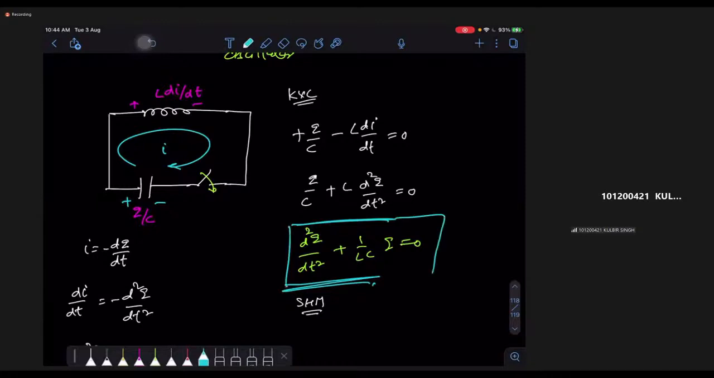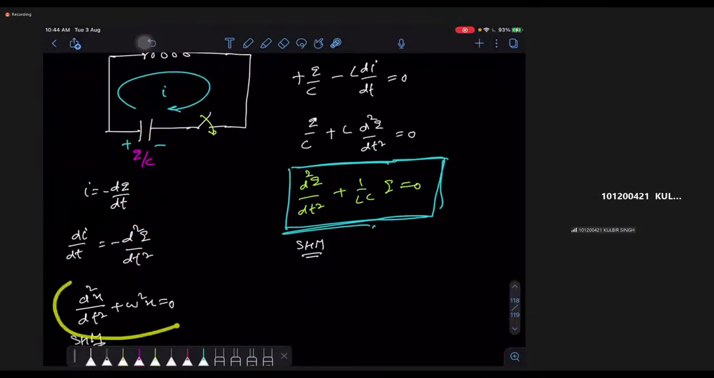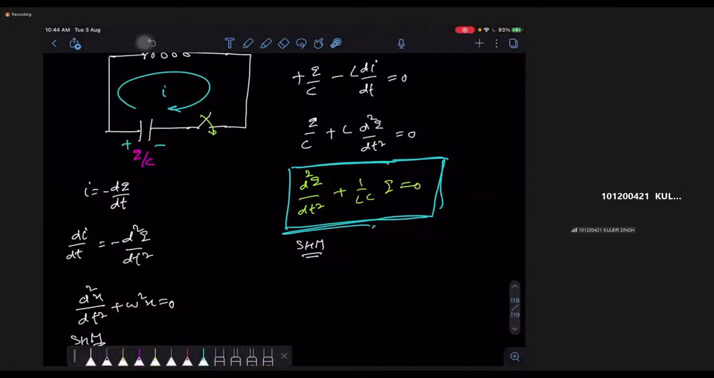So meaning thereby, we have an SHM equation. A simple SHM equation means the variable is going to have oscillations. In this case, my charge satisfies the SHM equation. So the charge in the circuit is not rising, it is not falling. What happens to the charge? The charge is going up and down, up and down.